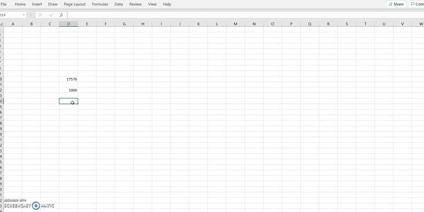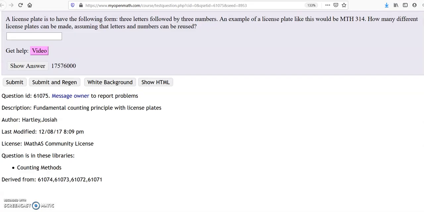Now, what you do is multiply these 2 together. So when you multiply 17,576 times 1,000, you get 17,576,000 ways. So if I want 3 letters and 3 numbers, there are over 17 million different combinations I could use to get a license plate, okay? So that's why we'll never run out of possibilities for our license bureau. So we'll do one more.